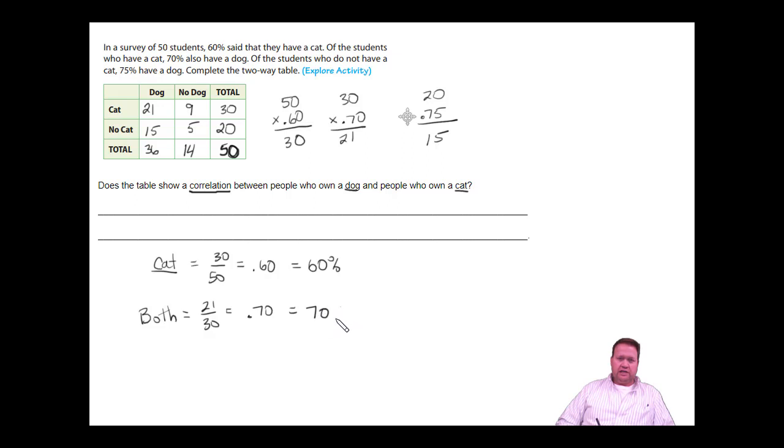So the chance of us just running across somebody and having them own a cat is 60%. The chance of us finding cat owners that also own a dog is 70%. So we might make the argument that a cat owner is slightly more likely to also own a dog. And a lot of these are judgment calls. They're kind of observations. Statistics aren't usually cut and dry. Sometimes there's room for interpretation, and it's definitely room to make an argument that if you're a cat owner, you're a little bit more likely to own a dog.